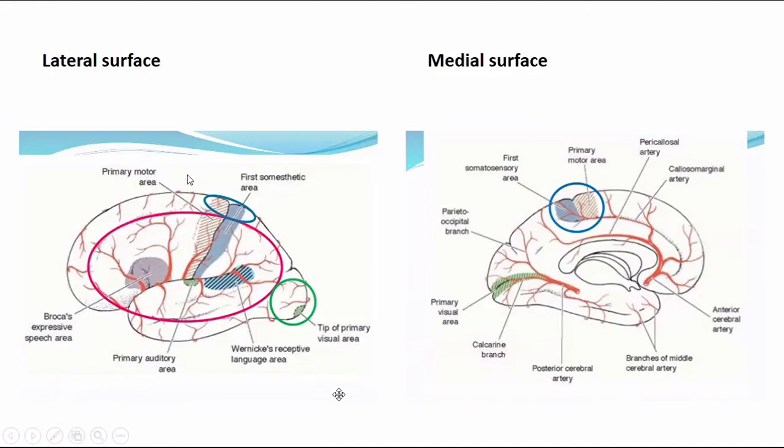Now, these are just representations of important structures that are supplied by these great cerebral arteries. On the lateral surface, we have the primary motor and the first somesthetic or somatosensory area. The superior area supplies the leg, while the rest of the motor supply of the body is supplied by the middle cerebral artery, including Broca's expressive speech area, the primary auditory area, and Wernicke's receptive language area. As I mentioned earlier, the tip of the primary visual area is supplied by the posterior cerebral artery. So study this image first.